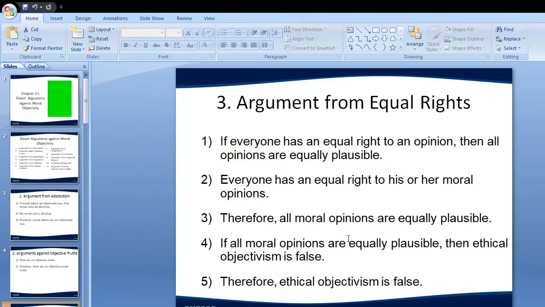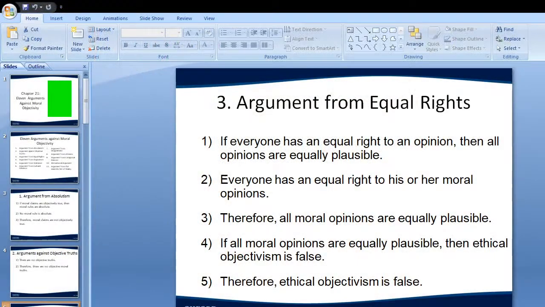Argument 3. Premise 1: If everyone has an equal right to opinion, then all opinions are equally plausible. 2: Everyone has an equal right to his or her moral opinions. 3: Therefore, all moral opinions are equally plausible. So that's the conclusion that follows from there, and then we're going to use that. 4: If all moral opinions are equally plausible, then ethical objectivism is false. 5: Therefore, ethical objectivism is false. Okay. Who wants to step their game up? What premise are you going to go after?